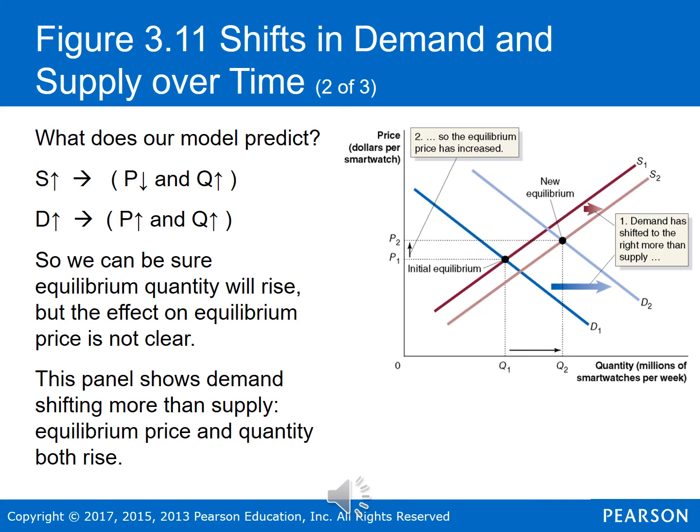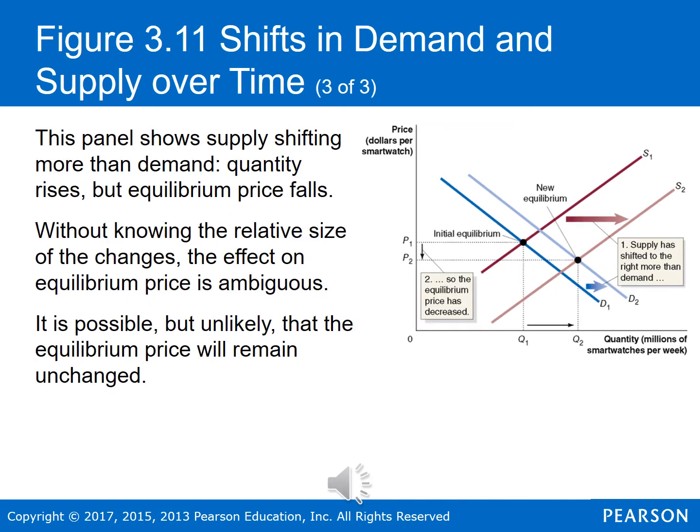This panel shows the demand curve shifting more than the supply curve. So in this case, the equilibrium price is going to rise, just like the equilibrium quantity. Now the figure in this panel shows supply shifting more than demand. So in this case, the quantity is still going to rise, but the equilibrium price is going to fall. The effect of the increase in supply is larger than the effect of the increase in demand. So without knowing the relative size of these changes, the effect on equilibrium price is ambiguous.